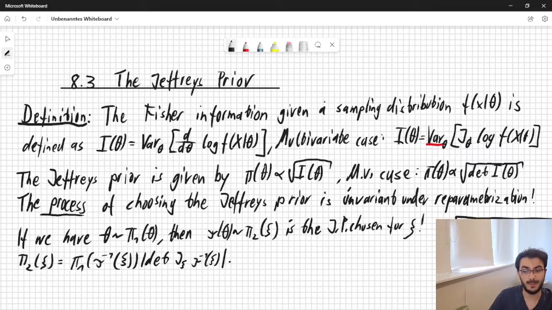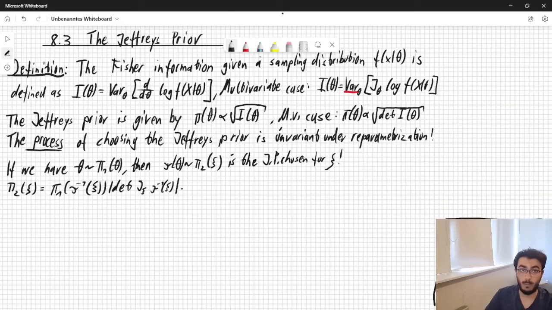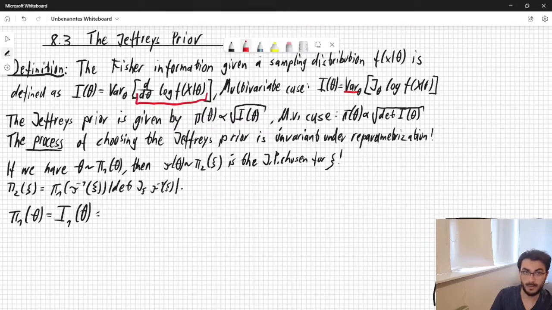So what happens if we choose the Jeffrey prior? I'm going to zoom out for this. Well, we know that pi 1, if we choose it as the Jeffrey prior, is equal to the Fisher information based on our sampling distribution, I1 of theta, which is equal to the variance of, this is called the score function, this part. Not that it matters.